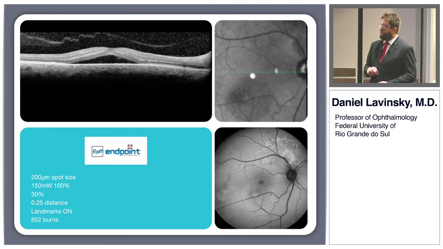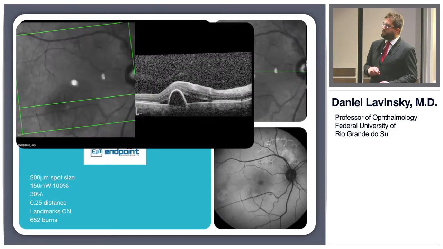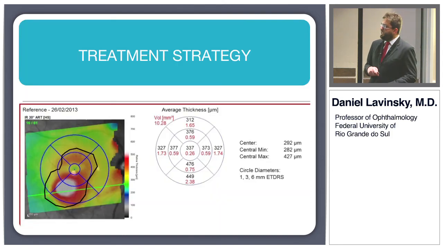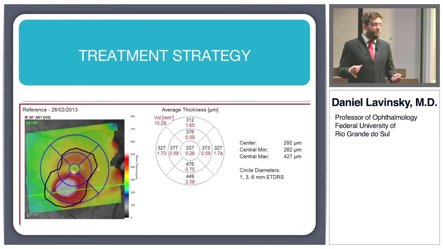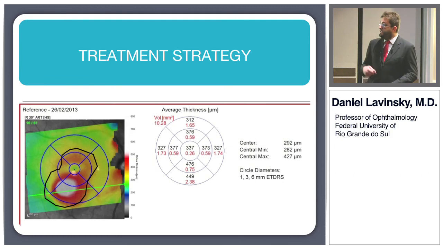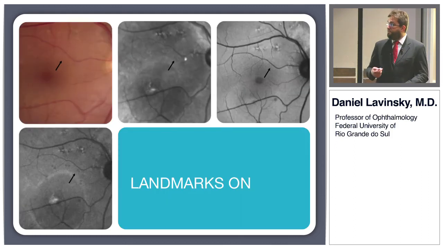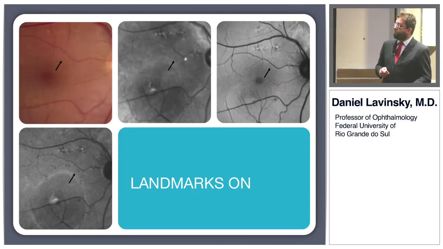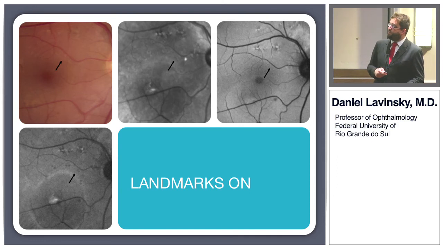We treated with endpoint management. So this is the pigment epithelial detachment with fluid on the side. So what was the treatment strategy? I used the OCT to actually mark the whole area of fluid. And we applied with landmarks on. It's very hard to see, but if I point, it's easier. We can actually see the landmarks on.